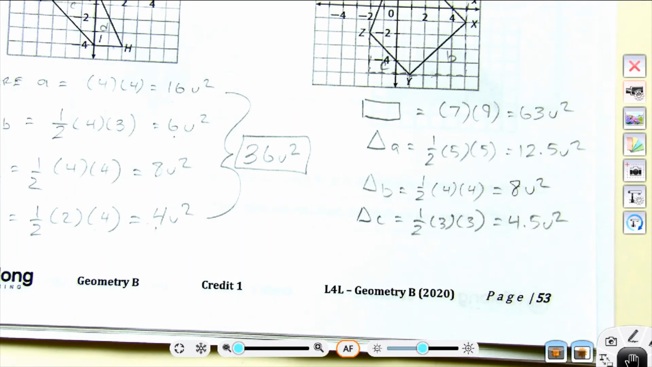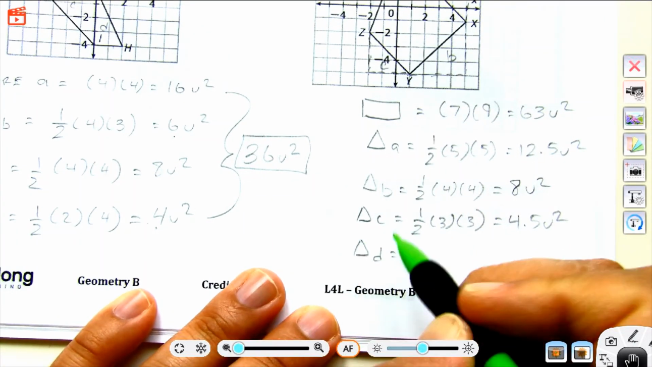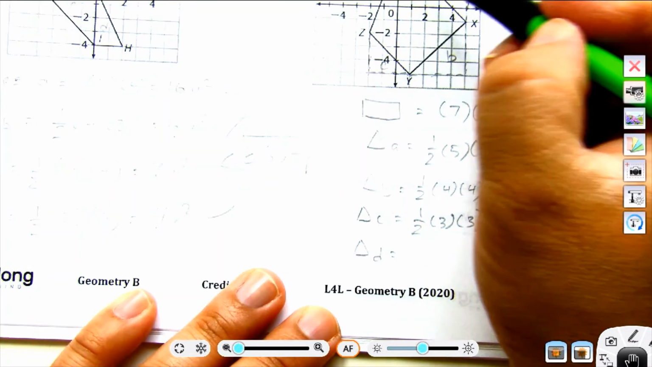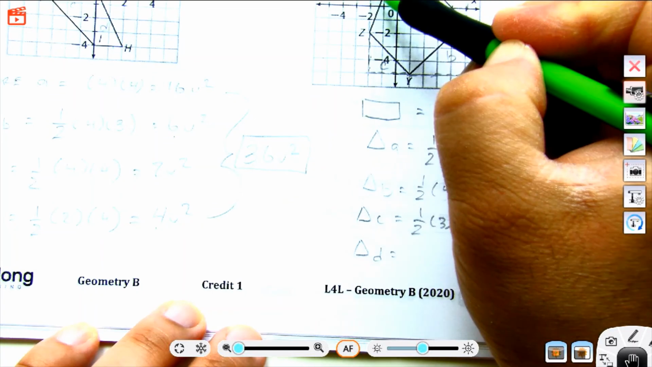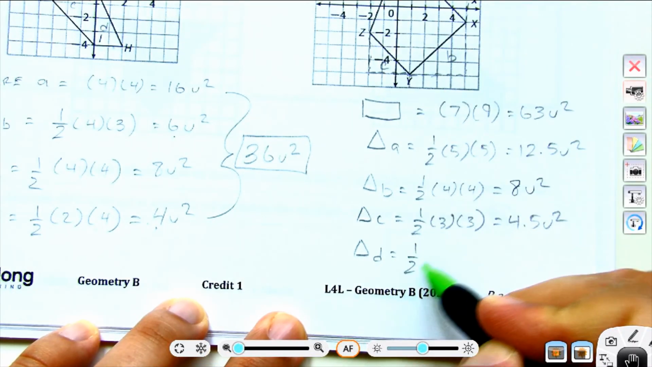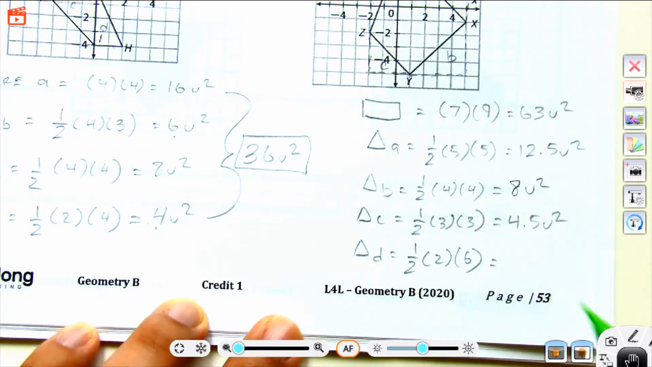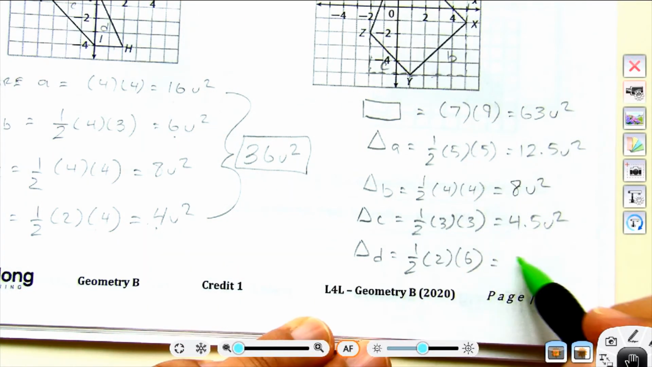And then triangle D. So the base would be 2, so 1, 2, and then the height would be 1, 2, 3, 4, 5, 6. So 1/2 times 2 times 6, and 2 times 6 is 12, half of 12 is 6 units squared.